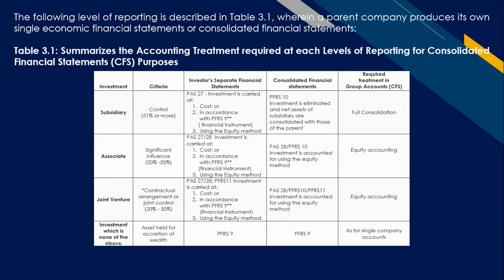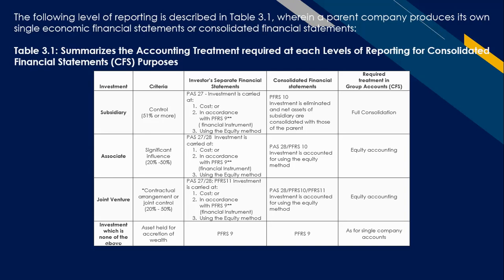If the investment is in a subsidiary, the criteria is 51% or more, or let's say more than 50%. Then PAS 27: investment is carried at cost or in accordance with PFRS 9 financial instrument using the equity method. PFRS 10: investment is eliminated and net assets of subsidiary are consolidated with those of the parent, and full consolidation in the consolidated financial statements.